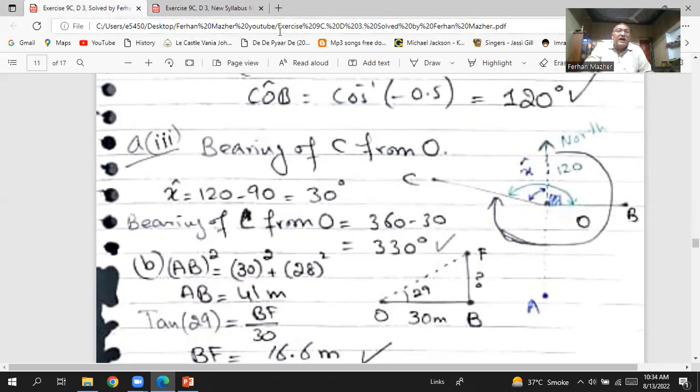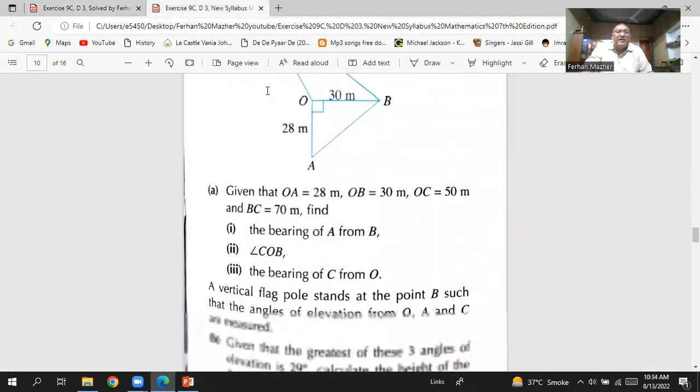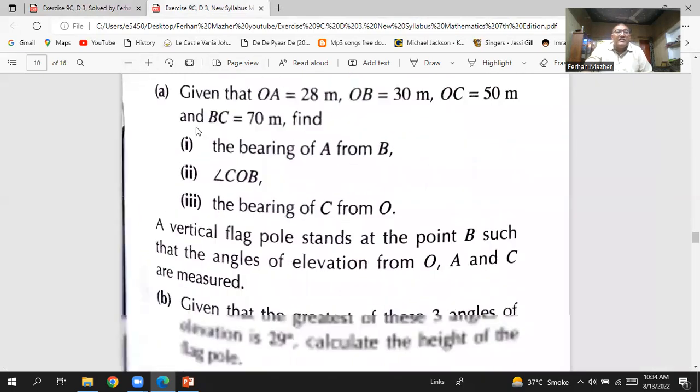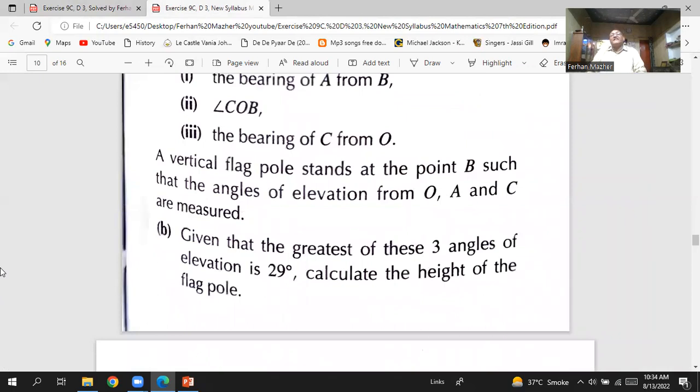Okay. Now we have a B part also there. He says a vertical flagpole stands at the point B such that the angle of elevation from O, A, and C are measured. Given that the greatest angle of these three angles of elevation is 29, calculate the height of the flagpole. So the greatest angle of elevation is 29.